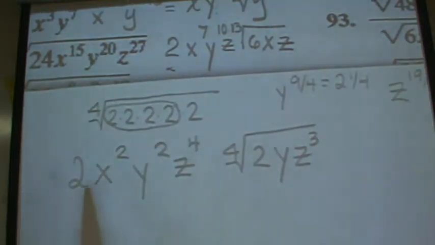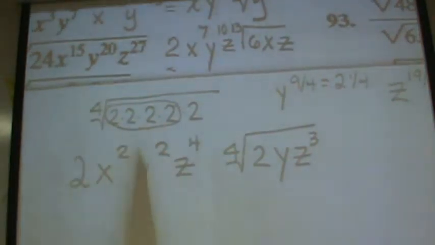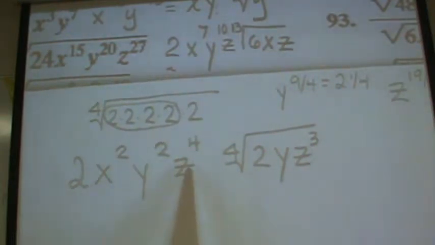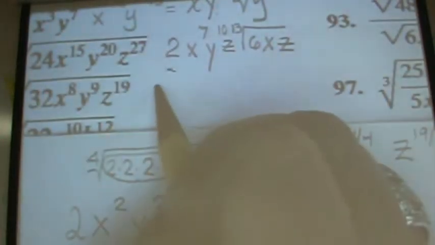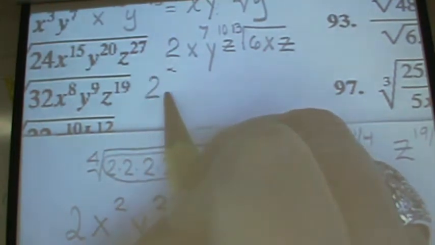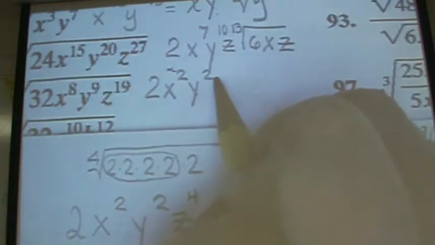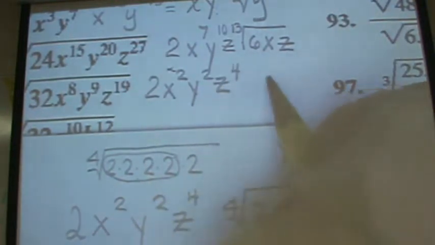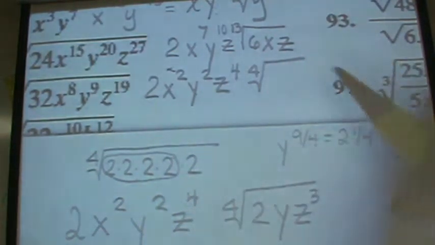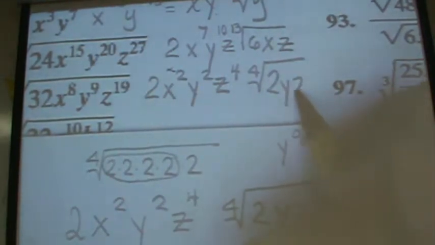So that would be a 2 comes out, 2 x's come out, 2 y's come out, 4 z's come out, and these are all the stuff that doesn't have anything paired. So that's the answer to that one. So for an answer, we have 2x squared y squared z to the 4th times the 4th root of 2yz cubed.